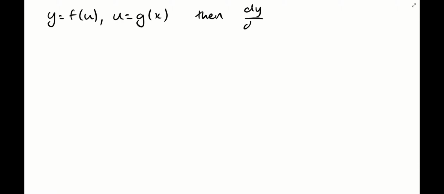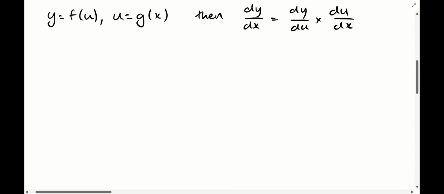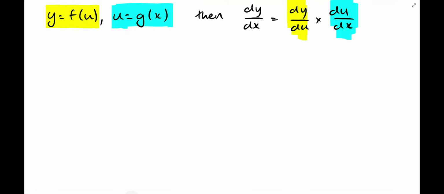So the chain rule says that if y is equal to some function of u, where u is actually a function of x, then the derivative of y with respect to x, dy/dx, which is what we'll be looking to find, is equal to dy/du times by du/dx. Okay, so this dy/du is taking the derivative of this part here. And this du/dx is taking the derivative of this part here. And we're multiplying those together. So this will make a little bit more sense if we do an example. So let's have an example.